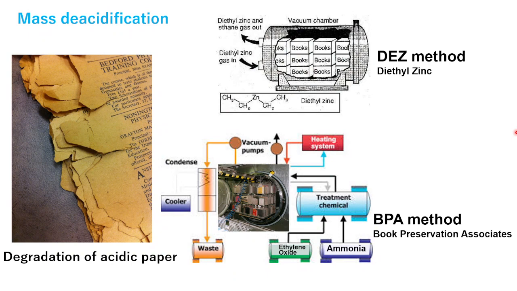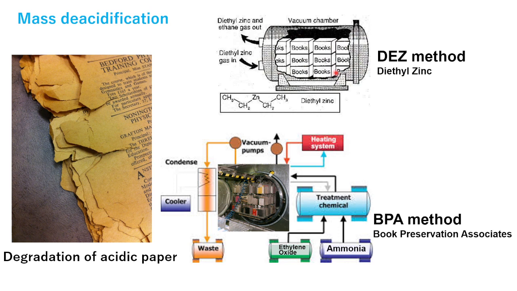Numerous methods have been developed over the past 50 years for mass deacidification. For example, in the 1970s, the US Library of Congress used the DEZ method using diethyl zinc gas as a countermeasure for large amounts of acidic paper. As a principle, first, about 1,000 books are put in the chamber and made into a vacuum state.